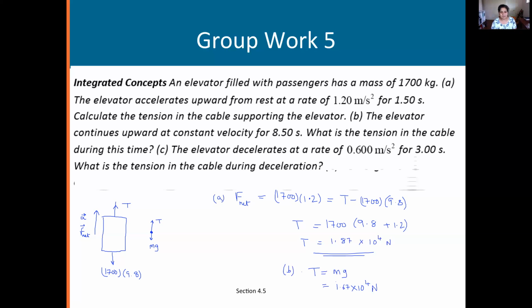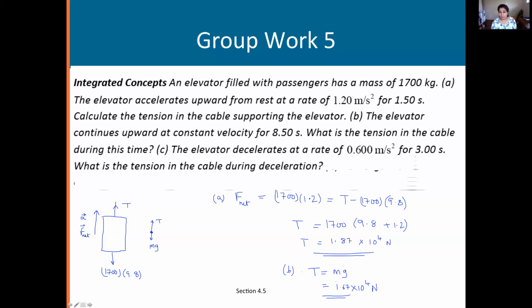Part C, the elevator decelerates, which means the acceleration is negative, 0.6 for 3 seconds. What is the tension in the cable during this deceleration? So you can solve again by just putting negative 0.6. And it's done for you on the next slide. So I'm not going to go through this last case.